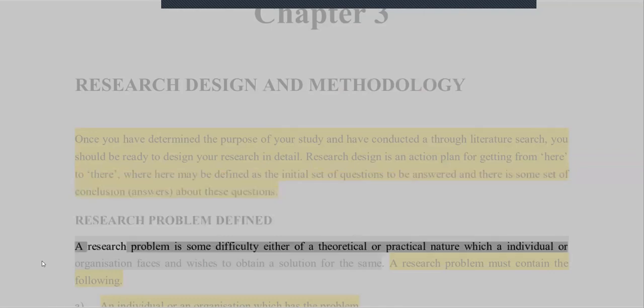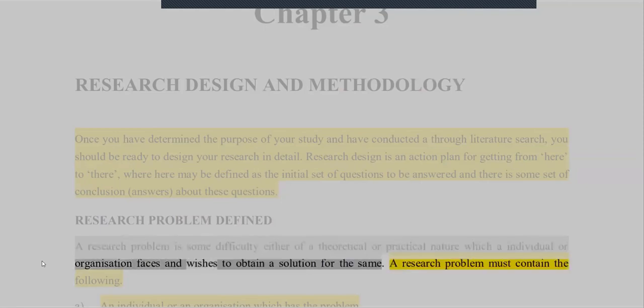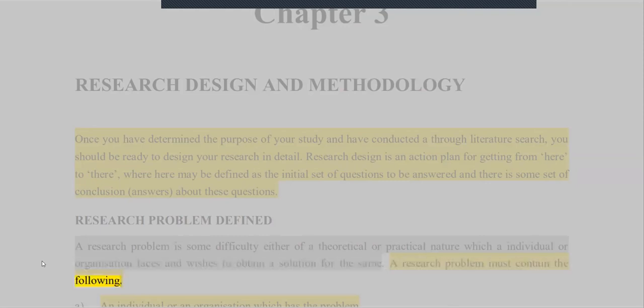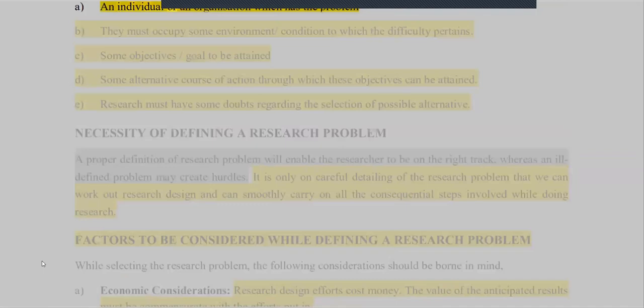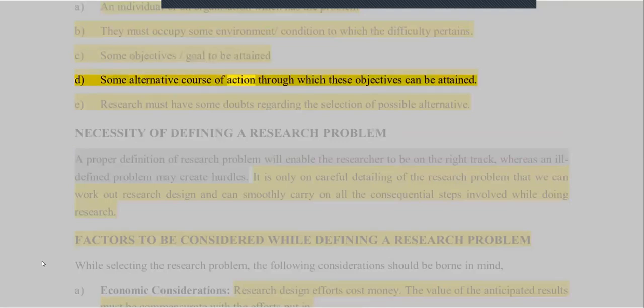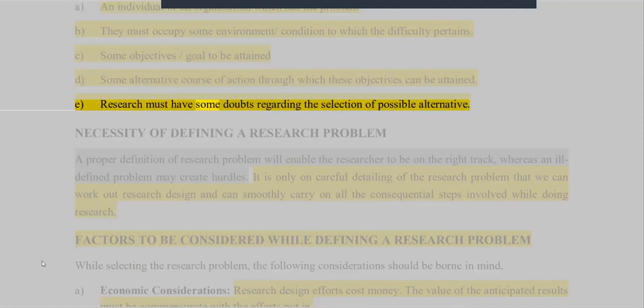Research problem defined. A research problem is some difficulty, either of a theoretical or practical nature, which an individual or organization faces and wishes to obtain a solution for. A research problem must contain the following. A. An individual or an organization which has the problem. B. They must occupy some environment or condition to which the difficulty pertains. C. Some objectives or goals to be attained. D. Some alternative courses of action through which these objectives can be attained. E. The researcher must have some doubts regarding the selection of the possible alternatives.